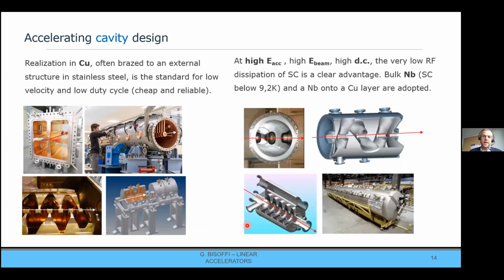Coming back to the design of cavities, once you use the 3D electromagnetic modeling, then you build a structure, and structures are mostly made of copper. This copper is a very easy and very convenient material, which is a little bit soft. So it is often brazed to an external cage, an external structure in stainless steel. And the material is, let's say, a standard for low velocity and low duty cycle cavities, and not only, because it is cheap and reliable.